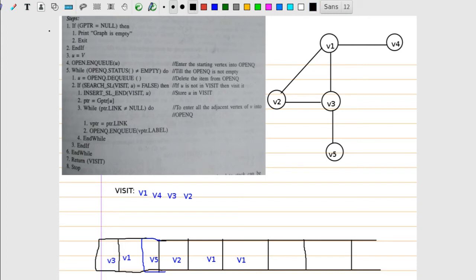Next we will take out V1. V1 is already in the list, so there is no need to add its neighbors. Again we will take the next element, that is again V1. V1 is in the list. Next we will take out V2. Next we will take out V5.